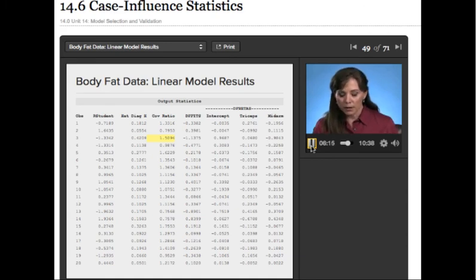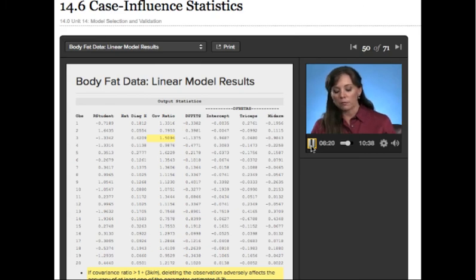And the idea behind the covariance ratio is that if the covariance ratio is greater than 1 plus 3 times the number of parameters in the model divided by n, then deleting the observation will adversely affect the accuracy of at least one of the parameter estimates. For this particular model, that threshold is 1.3, and we see that this particular covariance ratio is at 1.5. Again, this is an observation, number 3, that we might want to look at more closely.